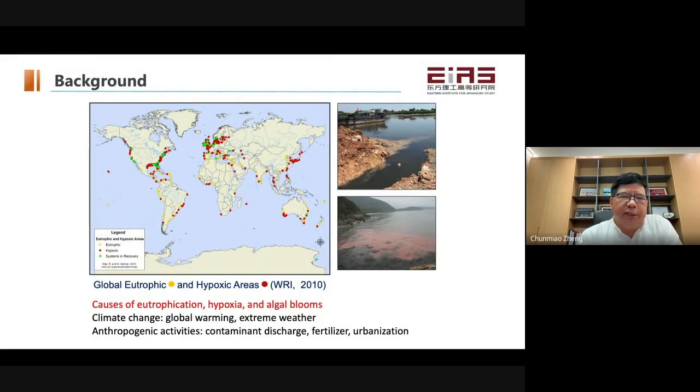And the background is that globally, in the near shore coastal areas, there is significant eutrophication and also hypoxic areas due to excessive nutrients from the land, just due to human activity and pollution. So they have major algae blooms affecting water quality and the ecosystem near shore. This shows you the global distribution.